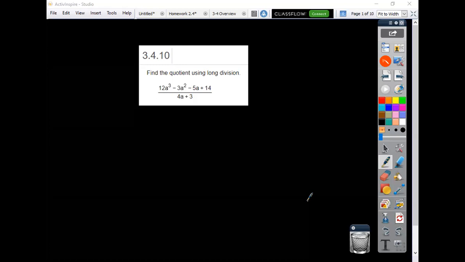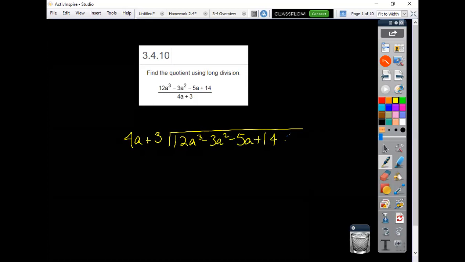3.4.10. You're supposed to do long division here, so how will we set up long division for this problem? 4a plus 3 divided into 12a cubed minus 3a squared minus 5a plus 14. So what we're trying to figure out is 4a plus 3 times what would equal this 12a cubed minus 3a squared.